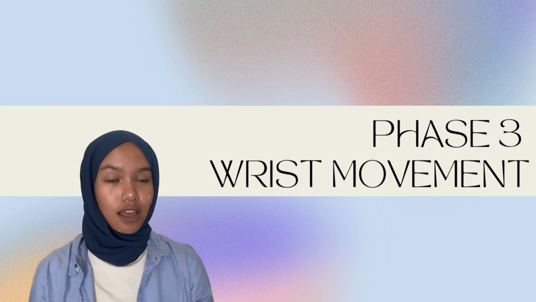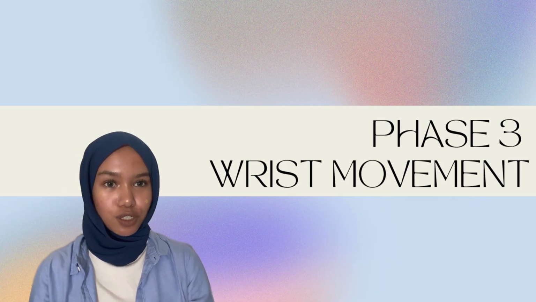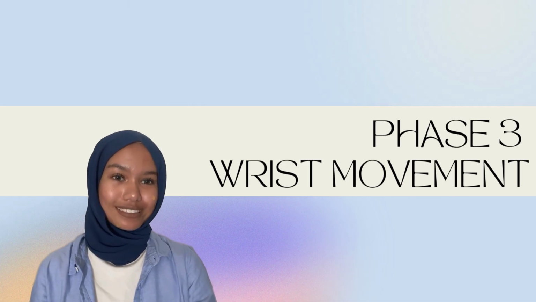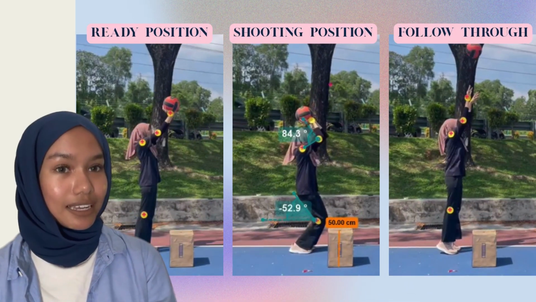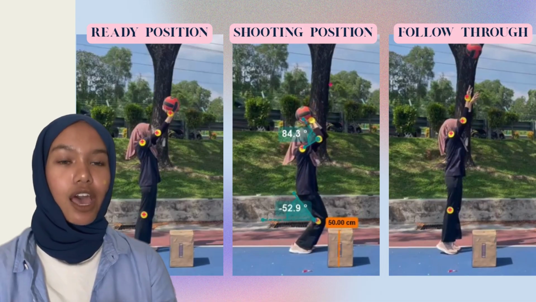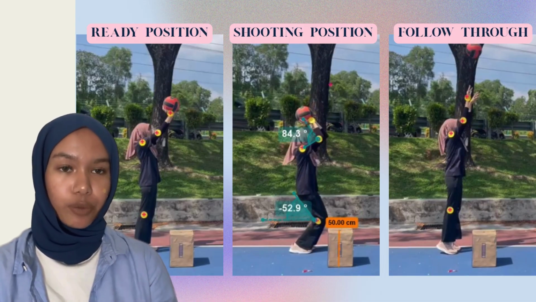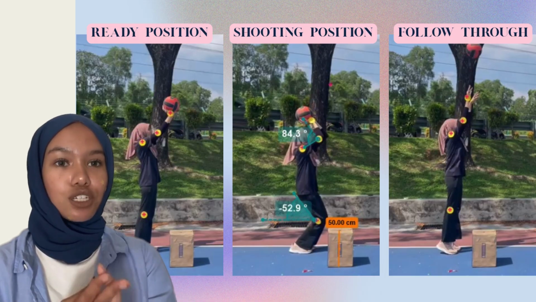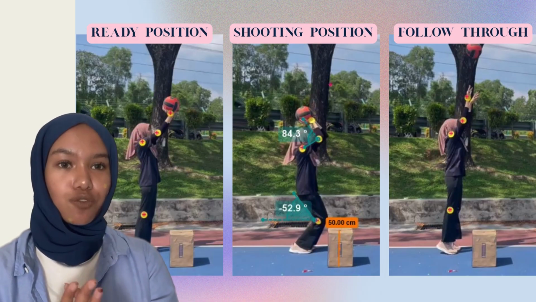So, thank you Shaza for the explanation just now. Let's move to phase 3, which is wrist movement. As you can see in this slide, there are 3 positions in wrist movement: the first one is the ready position, the second one is the shooting position, and the last one is follow through.